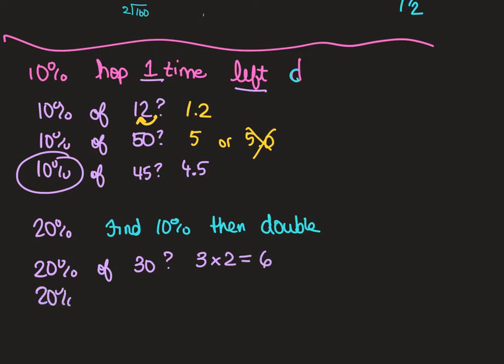Let's do 20% of 90. One hop left, doubled is 18. 20% of 90 is 18. A lot of times if you go to a restaurant with your parents, they might tip the waiter or waitress 20%. And now you're going to be able to figure out the tip in your head.